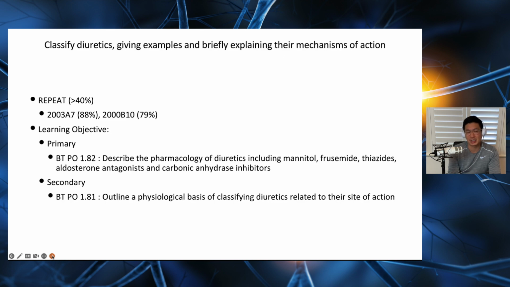And then the secondary one is BTPO 1.81, outline a physiological basis of classifying diuretics related to their site of action. So I think most people would show you a diagram of the nephron and then show you specifically where these diuretics primarily work. That would be a way to visualize the way that diuretics are classified.